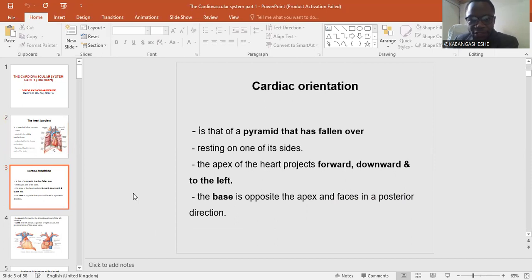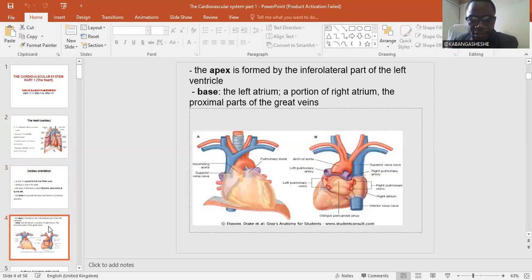So let's look at the orientation of the heart. So the heart is said to be a pyramid that has fallen over itself. So pyramid is like a triangle with a base and an apex, which is sharp. So think of it as a pyramid that has fallen to the left. So the apex, which was superior, will lie on the left side, whereas the base, which was inferior, will lie on the posterior aspect. That being said, let's look at it physically.